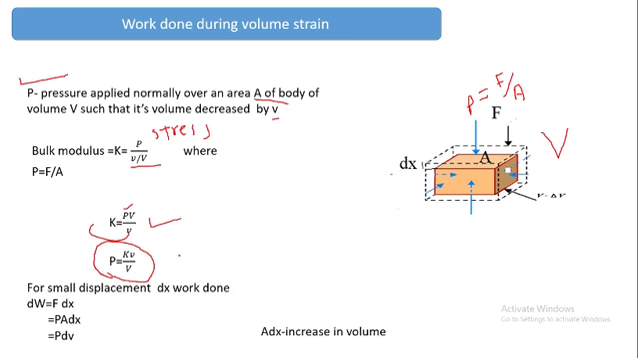Now suppose there is a small displacement dx due to the applied force. The work done due to this applied force is the product of force and displacement. Force is nothing but P into A, so you write P into A into dx. Here dx is the displacement and A is the cross-sectional area. So we get one slit, see here, this is your slit.